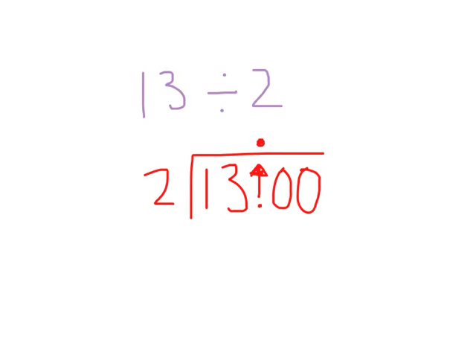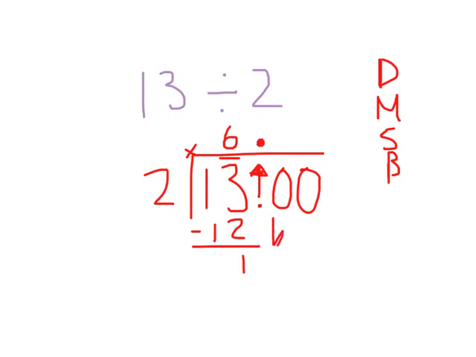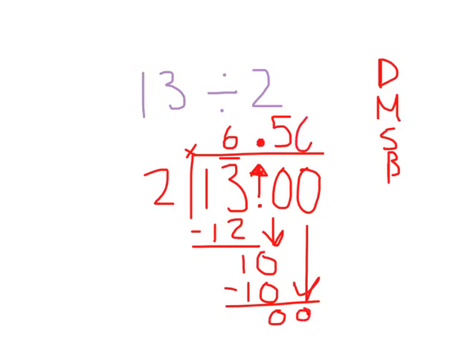I know 2 doesn't go into 1, but 2 does go into 13. 2 goes into 13 6 times. Just like normal, when I divide, I multiply, I subtract, and I bring down. So 6 times 2 is 12. I subtract and I get 1. Bring down my 0. 2 goes into 10 5 times. 5 times 2 is 10. I have 0 left over. I can bring down my 0. Each person would get $6.50, or 6 5/10, however you want to write it.